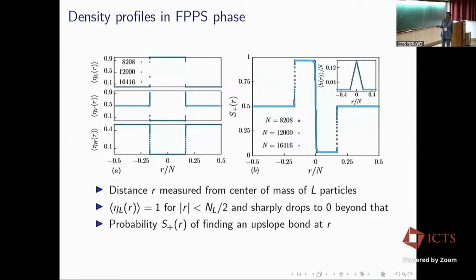And if I integrate S plus R, I get the average height profile, which looks like this, and here the height of the hill scales as n actually. Another thing is that notice S plus R is slightly less than 1 and slightly greater than 0, which means the hill is rugged. This is why it is so.